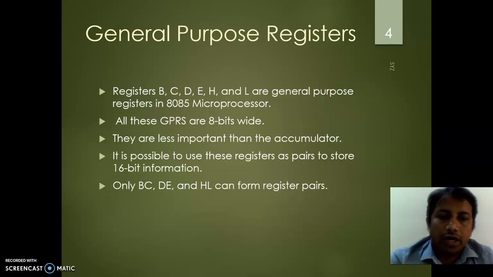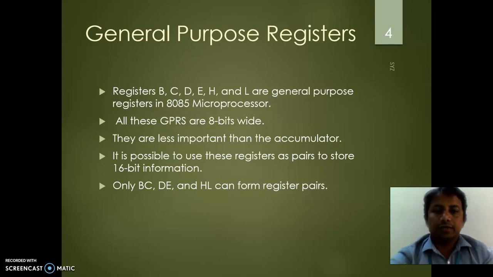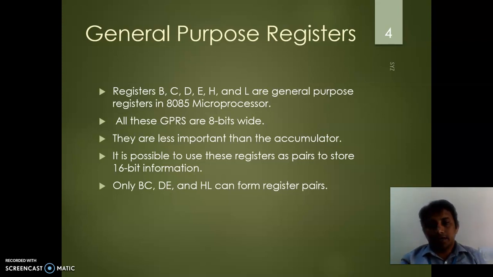General purpose registers are 8-bit registers. There are totally 6 general purpose registers, named B, C, D, E, H, L. These 8-bit general purpose registers are used for any general operations, like adding or subtracting numbers, or for intermediate storage of data in the program, storing a value in the program. Totally 6 registers are there.